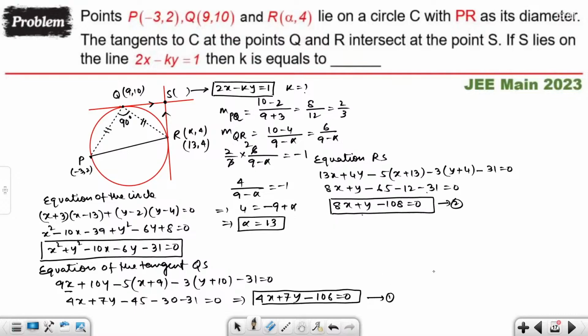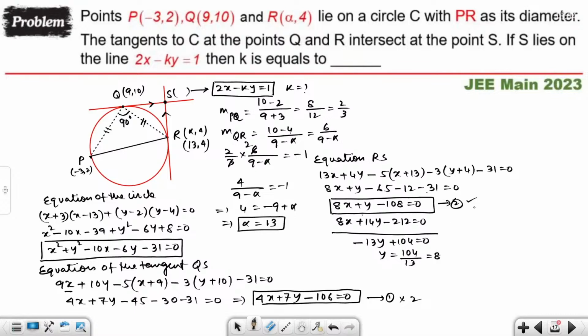So let me quickly multiply equation 1 with 2. So we are getting 8x plus 14y minus 212 equals to 0. Let me subtract. 13y, and 212 minus 108 will give us 104. So your y is coming to 104 over 13. So it's coming to 8, right? So y is 8.